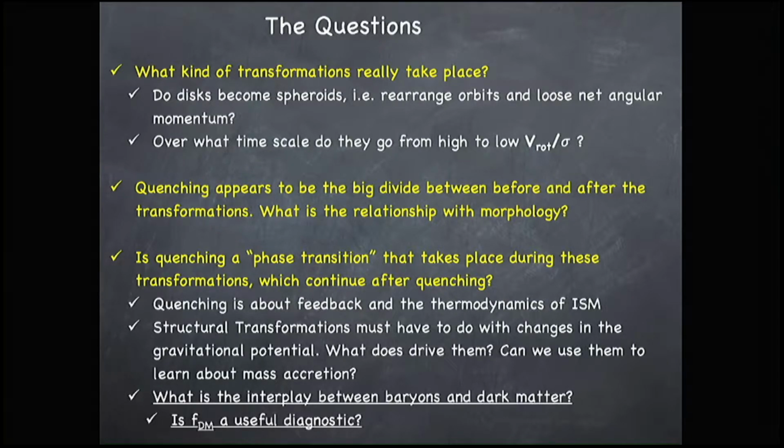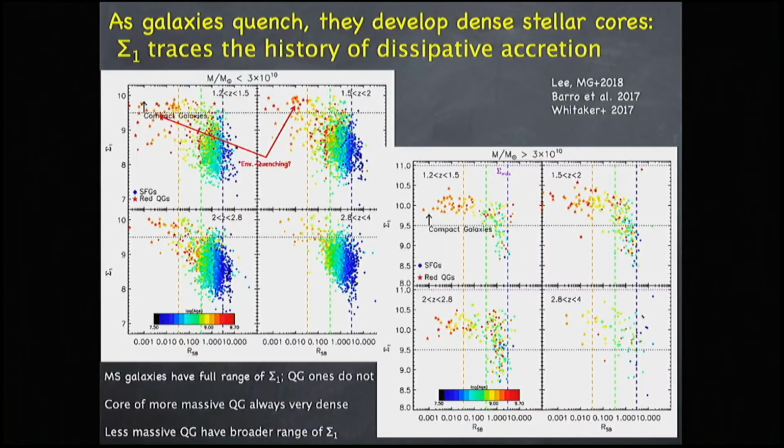In particular, today's spheroids have a very low V rotation over sigma parameter, whereas disks have a very high one. How and over which timescales do galaxies get rid of their angular momentum? And if it is related to the change in morphology, maybe it's a consequence of the same changes in the gravitational potential of the galaxy.